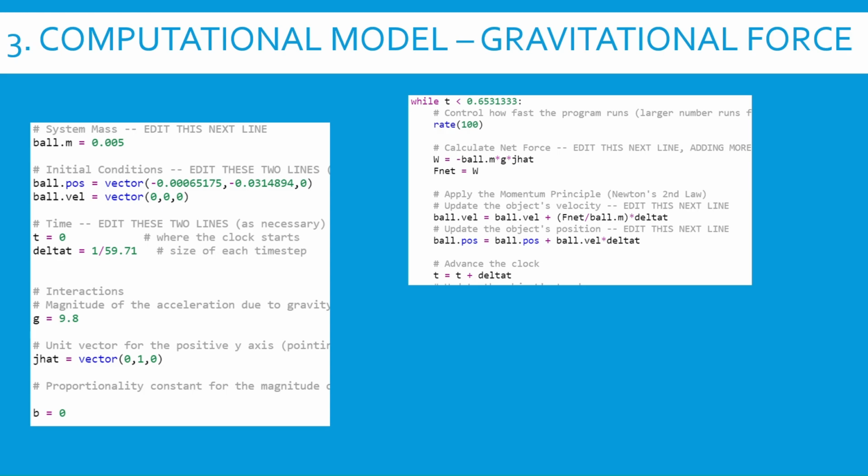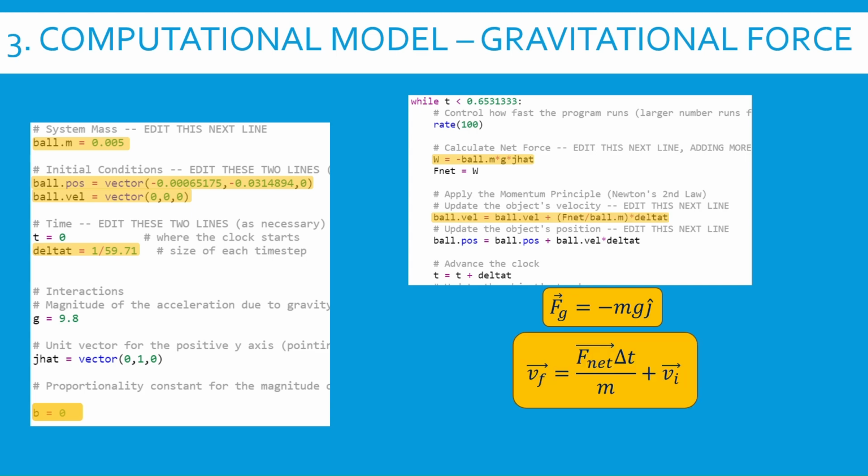For the first computational model, I used a starter code and set the initial data: the paper ball's weight, its initial position, and initial velocity, which were shown in the previous slide. I set delta t as 1/59.71 because that was the frame rate of the recording. I set the drag proportionality constant to 0 so that the only force acting on the body is the force of gravity. I plugged in the force of gravity's formula, and then using the velocity update formula, I calculated the final velocity and used it to calculate the ball's position in each time step.